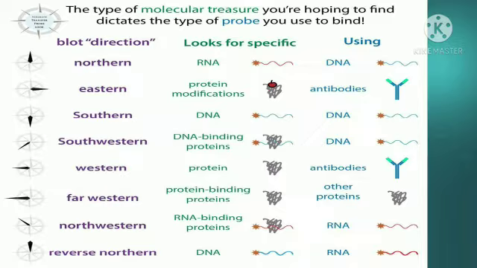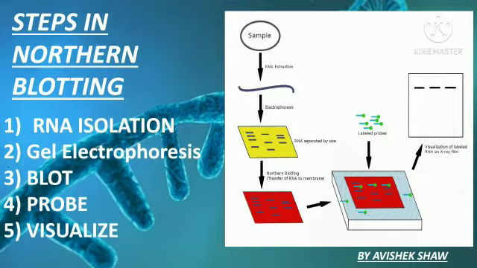So today we are going to discuss northern blotting, where we want to detect RNA, or we can say we want to detect the expression of a particular gene. Now for this, the procedure will be almost the same as southern blotting, but with some minute differences. Like southern blotting, we need to isolate an RNA sample from the cell.